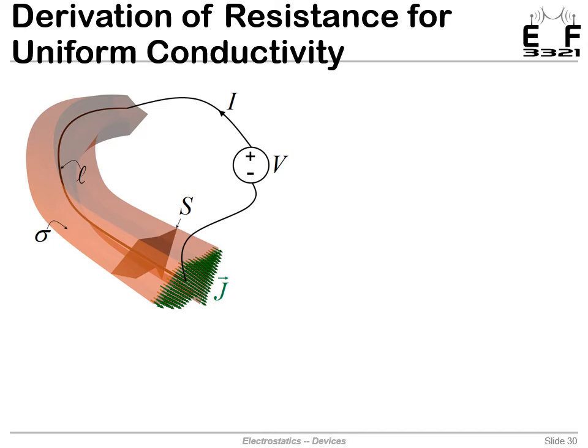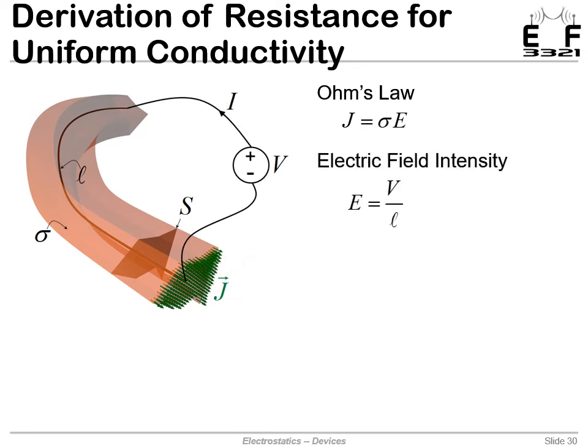Let's look at a case where we have a uniform conductivity and derive our expression for resistance. So we start with Ohm's law that says the current density J is the conductivity times the applied electric field. So the electric field is extending from one face to the other, from the positive face to the negative face, and that gives us some current density here. Well, we just derived really that the electric field intensity inside this medium is the applied voltage over the length of it.